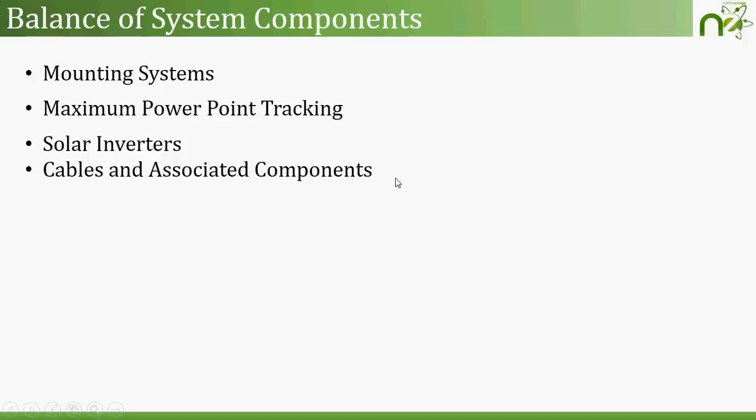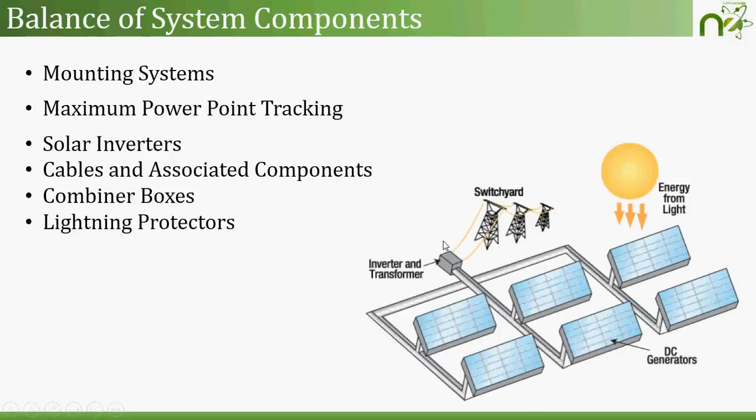Cables and associated components connect the whole solar PV system, from solar PV modules to inverter, to fuse box, to battery, and fuse box to meter to grid. Combiner boxes take a large number of input cables from each of the solar PV modules and combine them into one output cable, which goes into an inverter. Lightning protectors are a protecting mechanism which prevents the whole solar PV system from lightning. So this is the basic layout of a solar PV system.